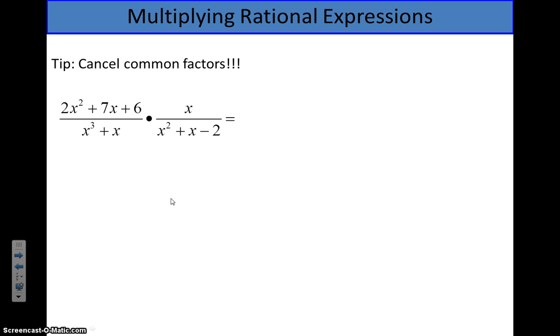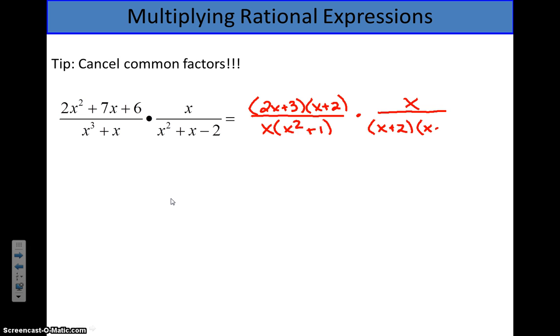What you should find is that in the numerator here we have factors of 2x plus 3 and x plus 2. In the denominator of the first fraction, we're going to be able to factor out an x, leaving us with x squared plus 1. Nothing that we can factor in the numerator of the second fraction. In this one here, we are going to have x plus 2 times x minus 1.